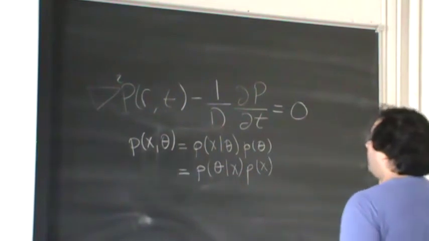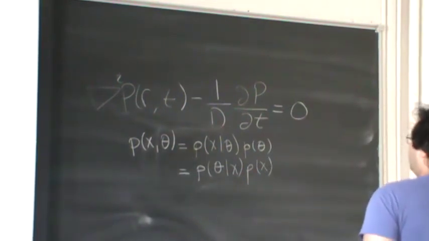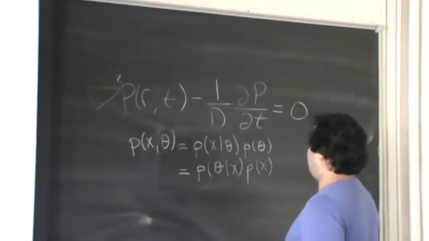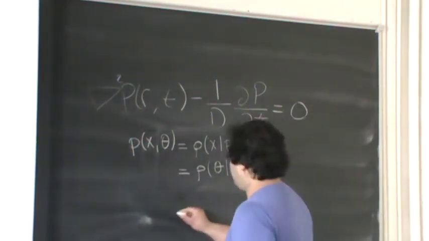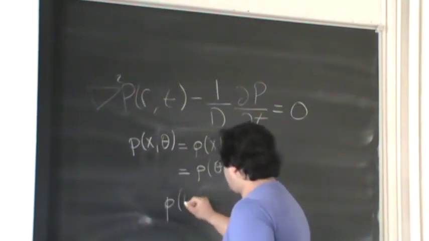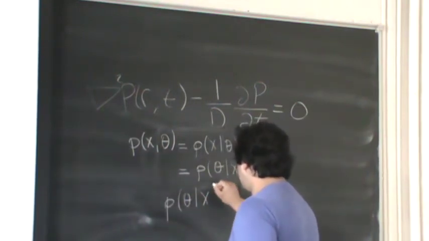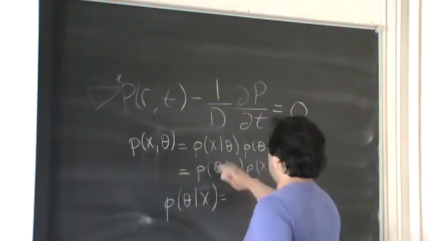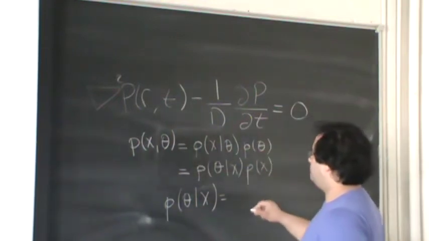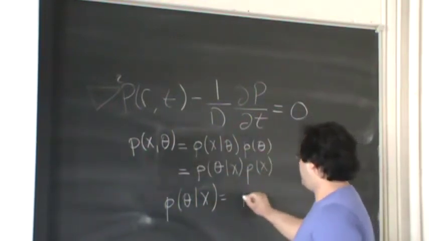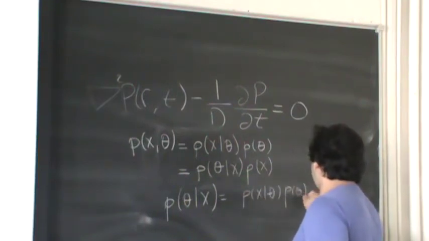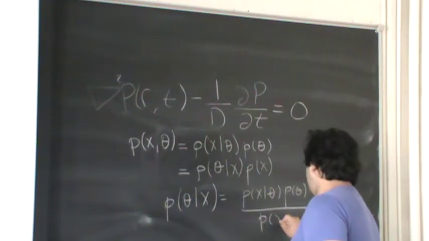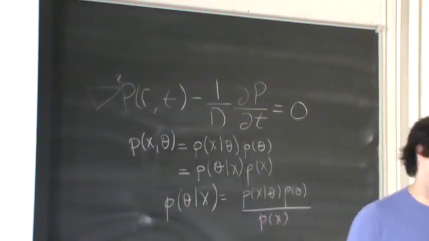Now, what you really want is... So what we have is then what we can say is just equating these two. If we solve for this, we have p of x given theta, p of theta over p of x. That's Bayes' theorem.